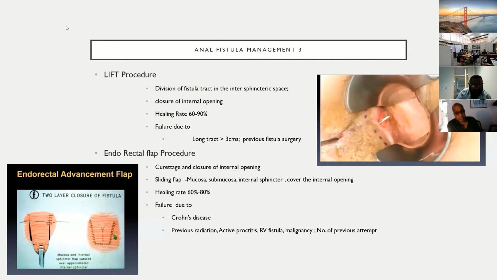The healing rate is about 60 to 80%. Failure can happen mainly due to Crohn's disease, and if we have had a number of previous attempts, failure is likely to happen. Previous radiation is another contraindication. If there is active proctitis, then this should not be done. Rectovaginal fistula is an ideal situation to do this. Malignancy is another cause where you shouldn't be doing this.